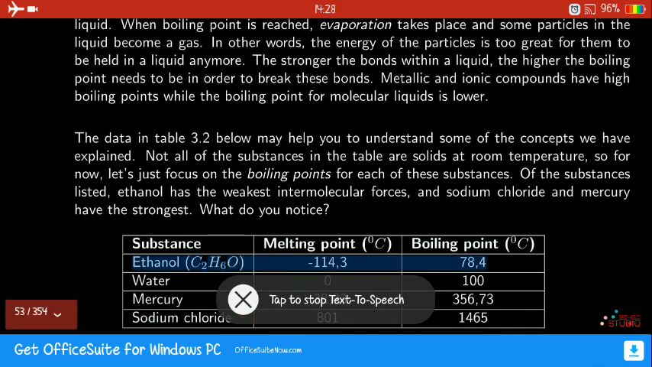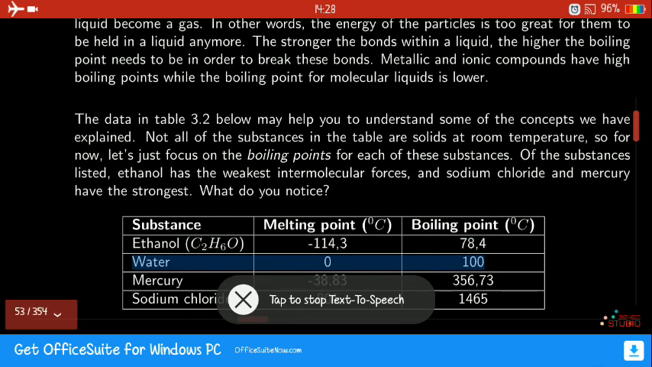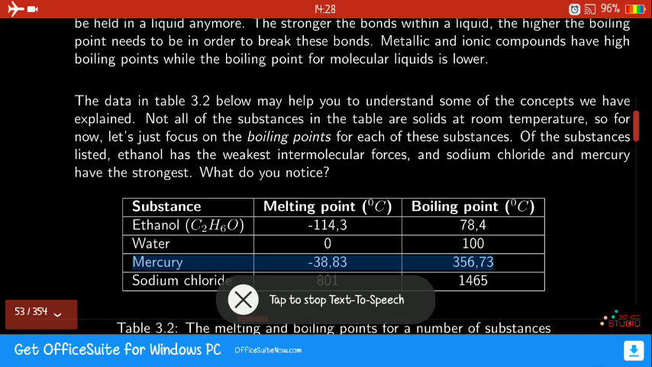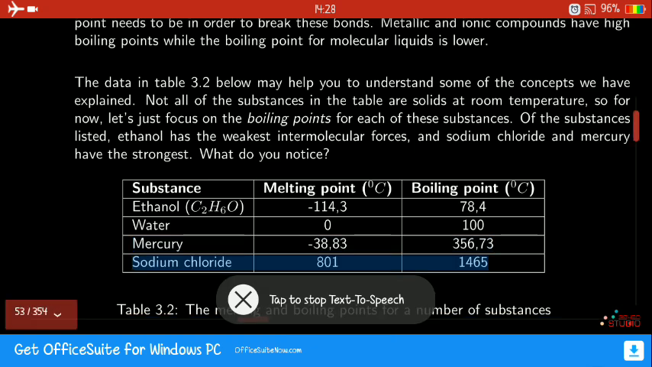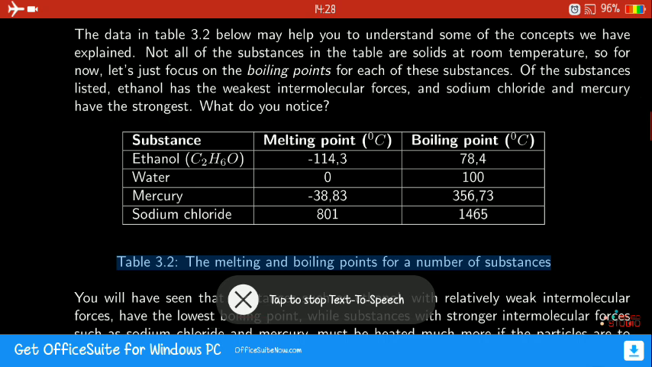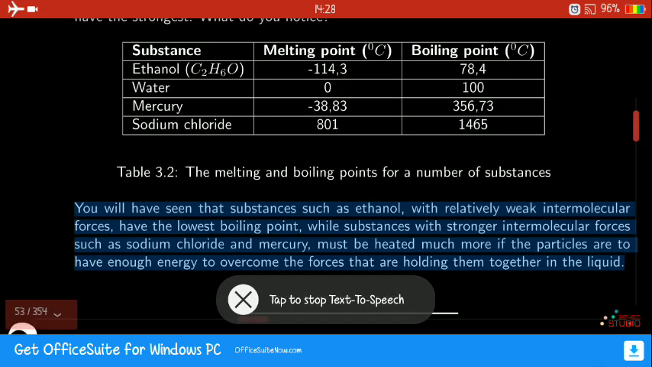Ethanol: -114, 78. Water: 0, 100. Mercury: -38, 357. Sodium chloride: 801, 1465. Table 3.2 The melting and boiling points for a number of substances.